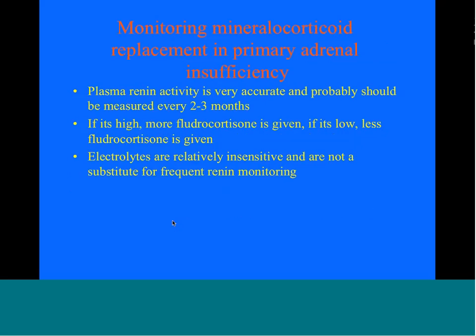Monitoring mineralocorticoid replacement is rather easy in primary adrenal insufficiency. The plasma renin activity is very accurate and should be measured probably every 2 to 3 months. If it is high, more fludrocortisone can be given. If it is low, less fludrocortisone can be given. Electrolytes are relatively insensitive and should not be substituted for frequent renin monitoring.